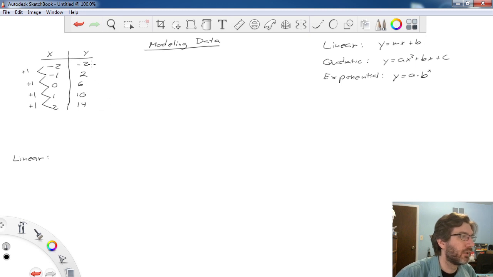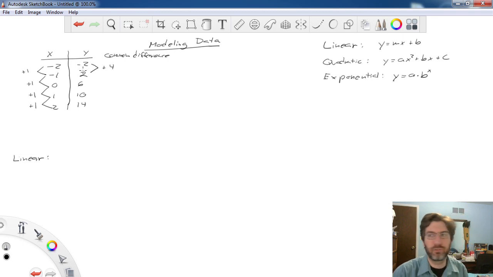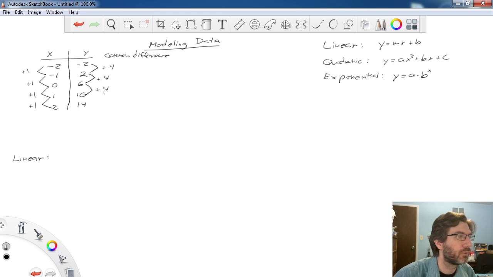Over here, you have what's called a common difference, and that should not be a new term. You looked at that when you did arithmetic sequences a while ago, probably in years past. But we have a common difference here. And our common difference in y is plus 4. Negative 2 to get to 2, you add 4. 2 to 6, add 4. 6 to 10, plus 4. 10 to 14, plus 4. And you'll note you have a common difference. If you have a common difference, you're looking at a linear equation pretty much.